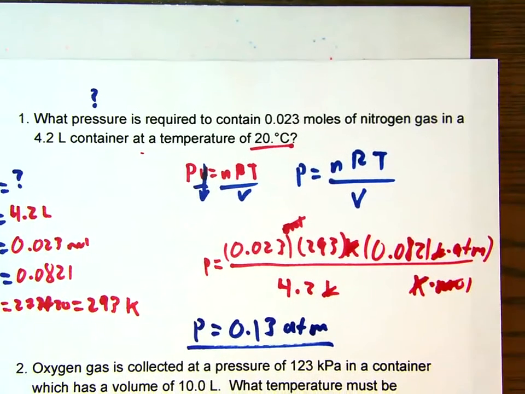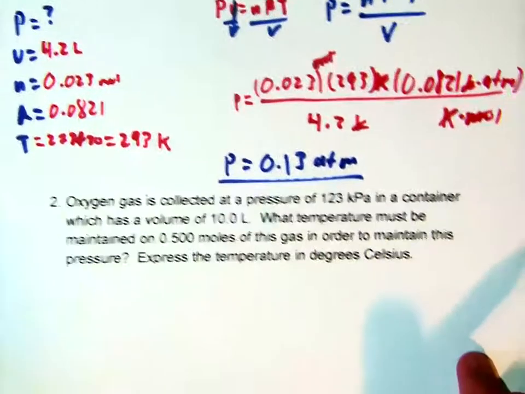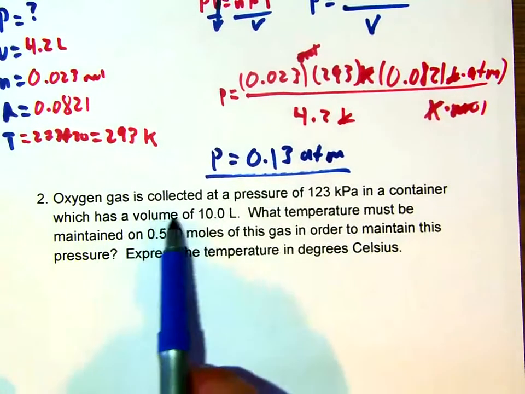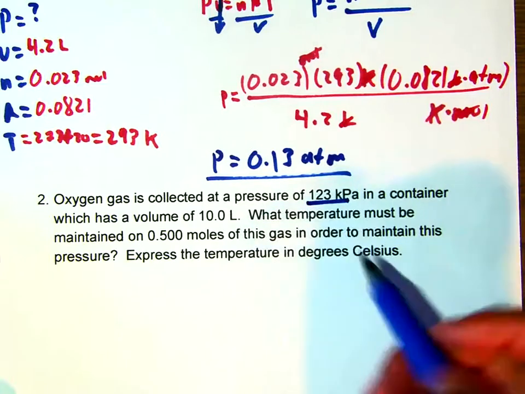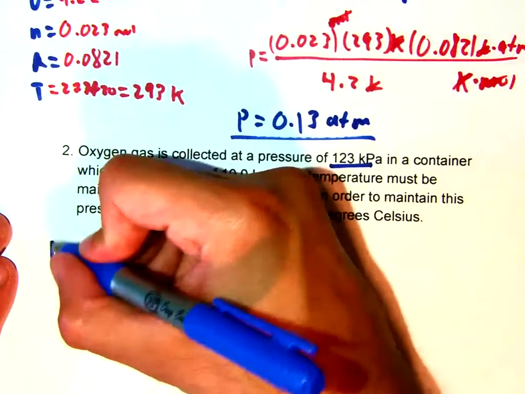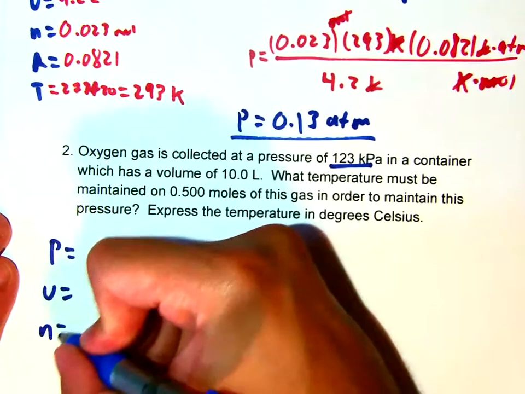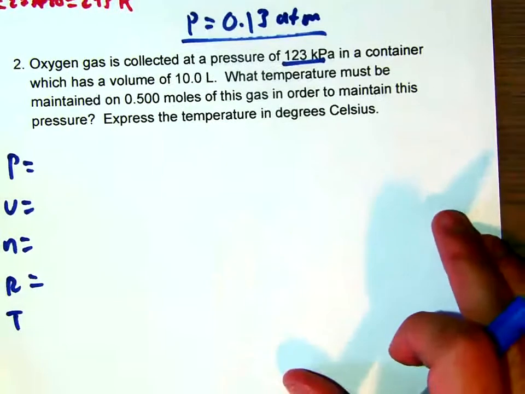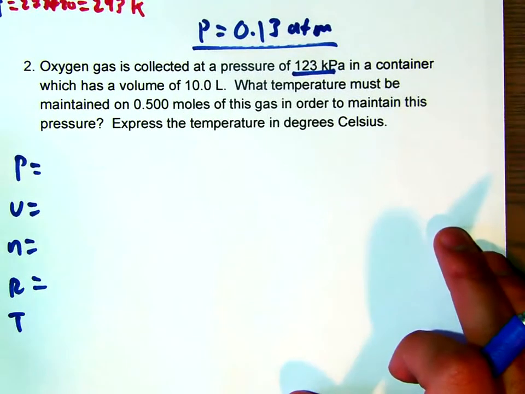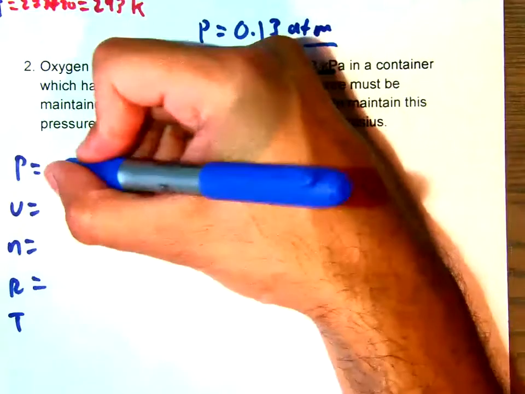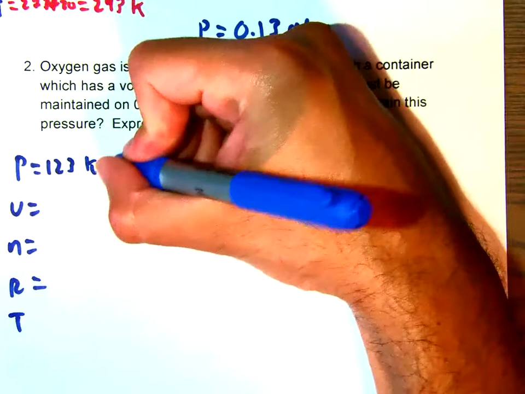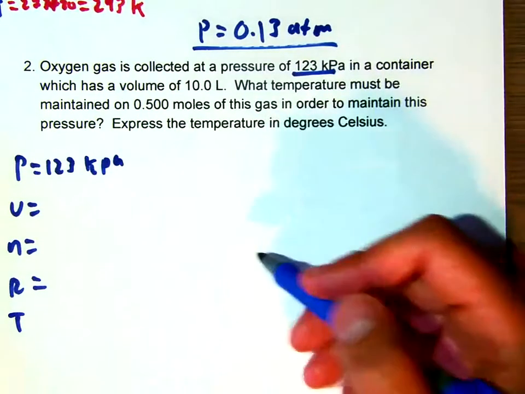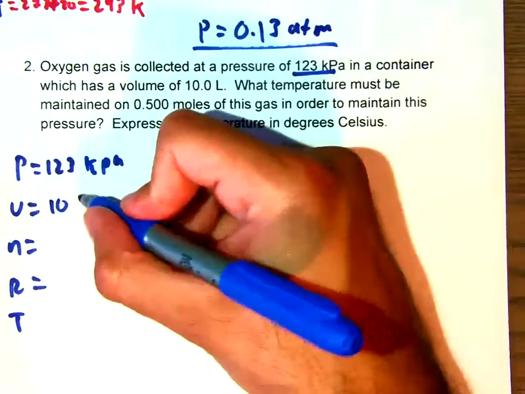All right, let's work through another problem, but we'll leave out the units because we'll go over why. Okay, so oxygen gas is collected at a pressure of this. So let's go ahead and start listing everything. PV equals nRT. Okay, so oxygen gas is collected at a pressure of 123 kilopascals, in a container which is 10 liters. So 10 liters is my volume.